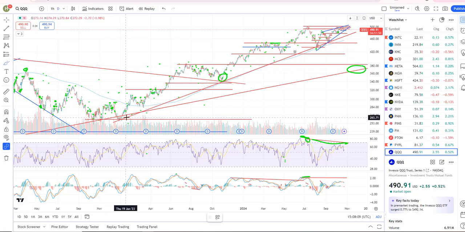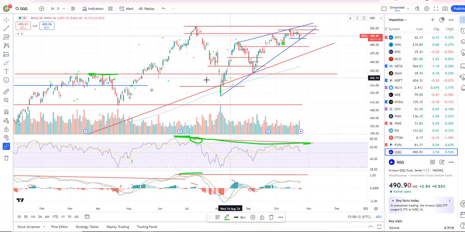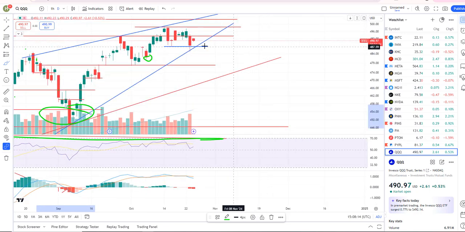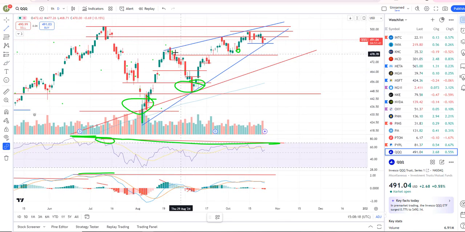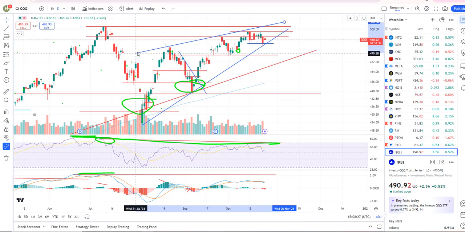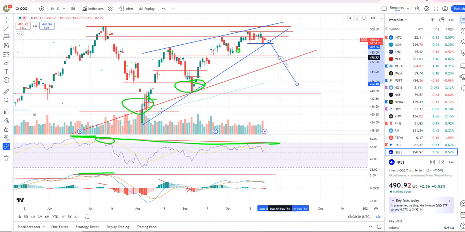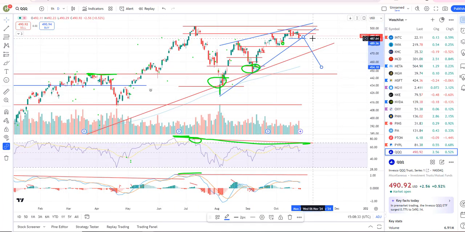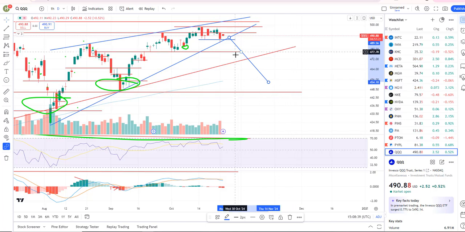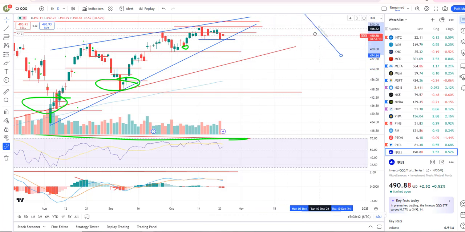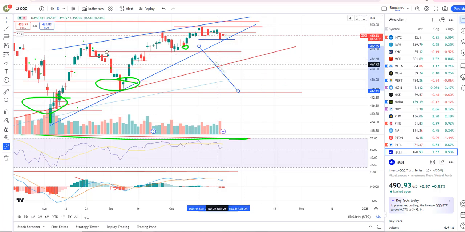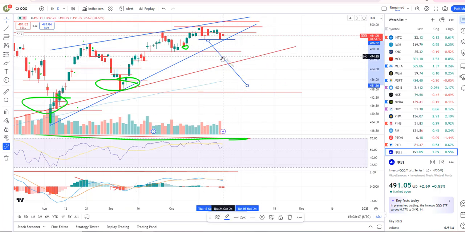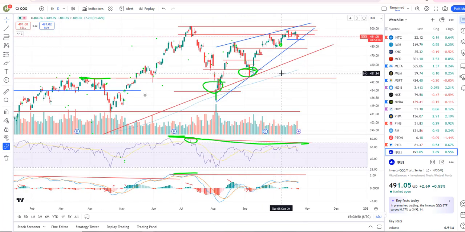Now we fell right to support on the Triple Qs, and this is longer term support that has not been broken yet. In this bearish rising wedge we're in right now, the widest part of the wedge is about right there. You could even probably run this down to about there, but we'll just go with that. If that wedge plays out and we break to the downside, we're going to break the long-term trend line in Triple Qs. So that's something to watch for.